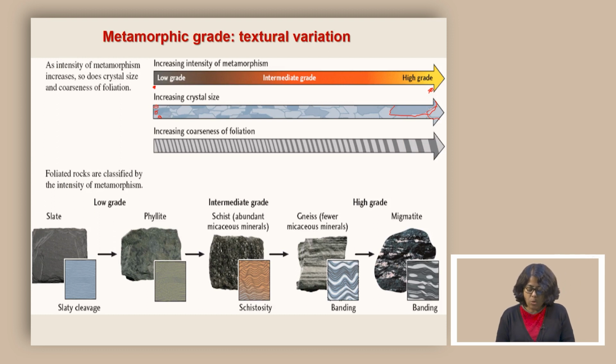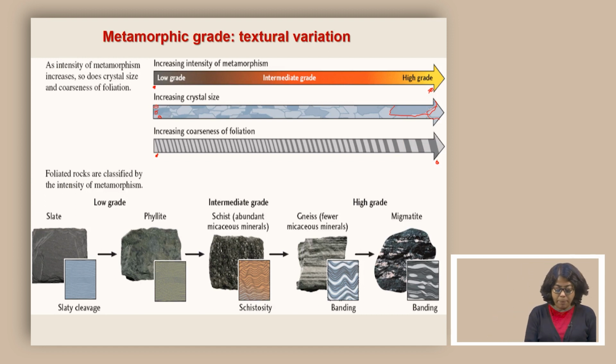Increasing coarseness of foliation is also a very typical association that we find with increasing metamorphic grade. When we think about low grade metamorphism, we are going to see relatively fine foliation, and as we go towards the extreme end of high grade metamorphism, we are going to see that things are partitioning at a much coarser resolution. So, let us take a look at examples of these.